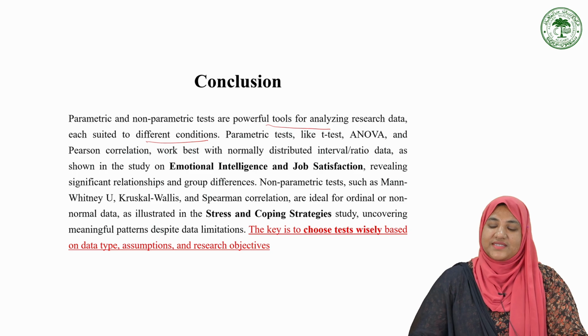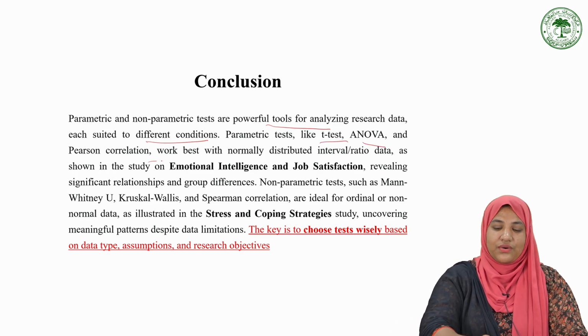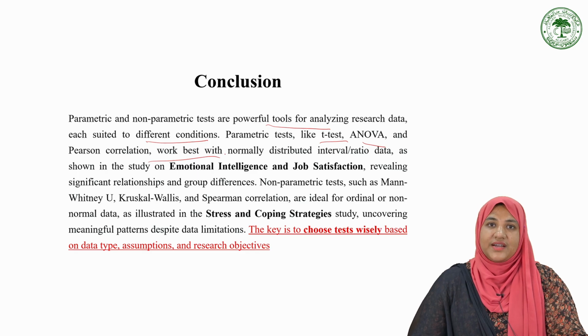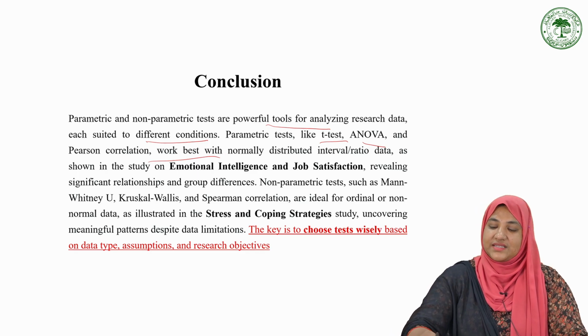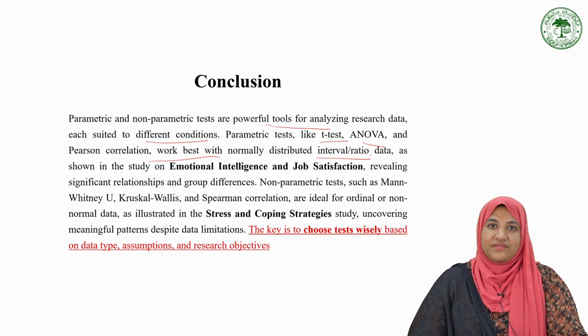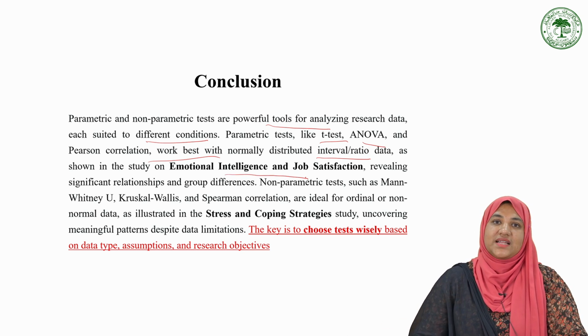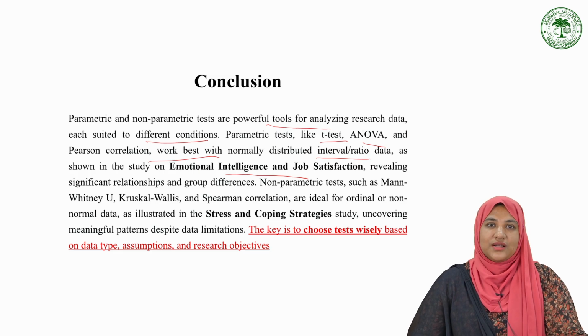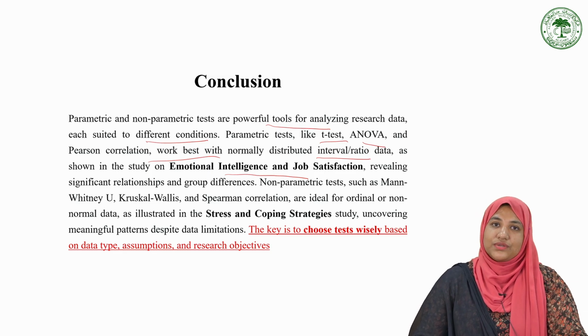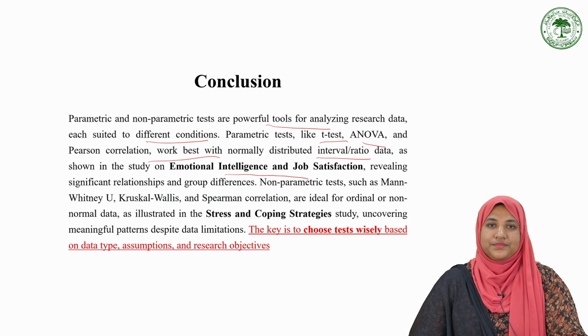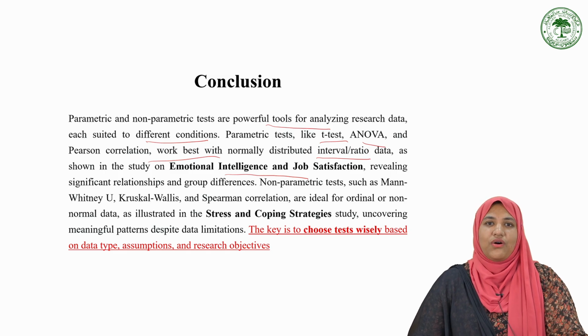Also, parametric tests like t-test, ANOVA and Pearson's correlation work better when the data is normally distributed and on the interval and ratio scale, as we have discussed in the study of emotional intelligence and job satisfaction, which revealed that a significant relationship exists and group differences also exist. Sometimes there may not be a significant relationship, but that doesn't mean that the test you have conducted has gone wrong. In reality, there may not be a significant difference existing.